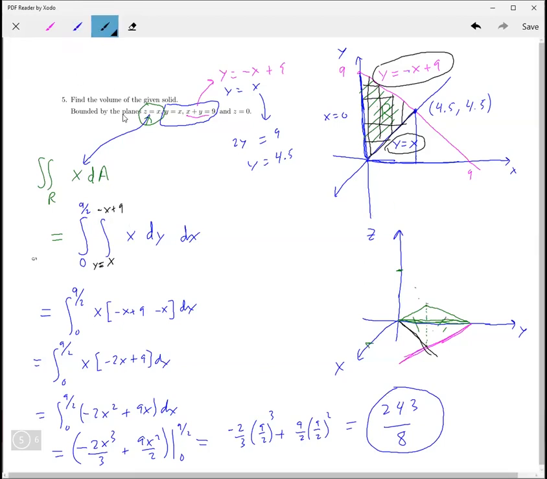Okay, so once again, right here, the limits are y equals x to y equals negative x plus 9. And then these limits are x equals 0 to x equals 9 halves.